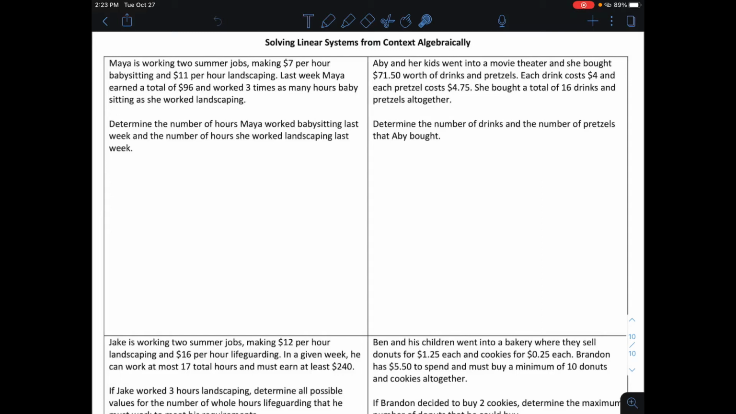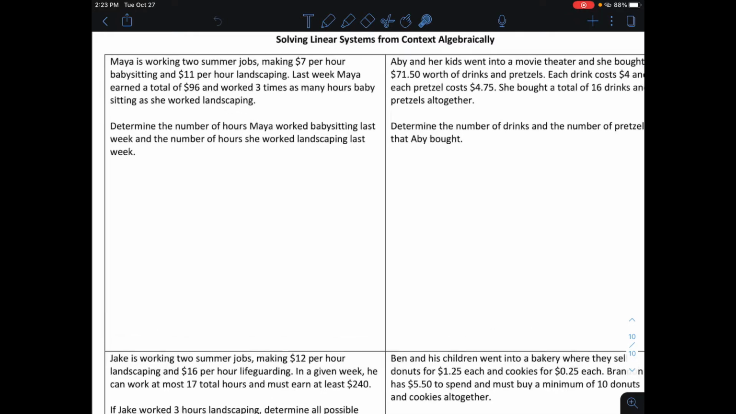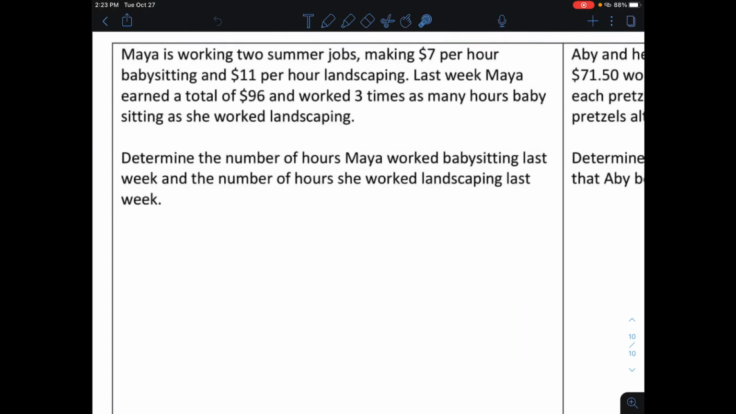All right, in this video, we're going to look at how to solve linear systems word problems, and we're going to do it algebraically, so we're not going to use a graph to help us get our answers here. And let's look at our first problem. So Maya's working 2 summer jobs.